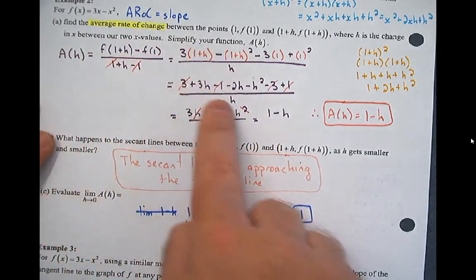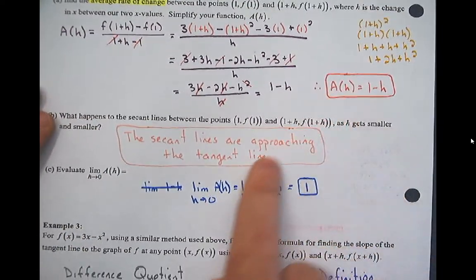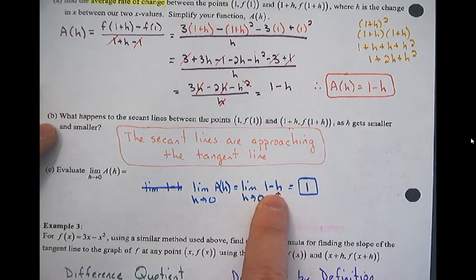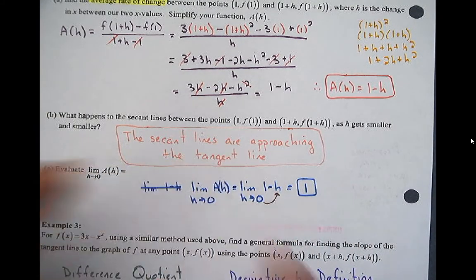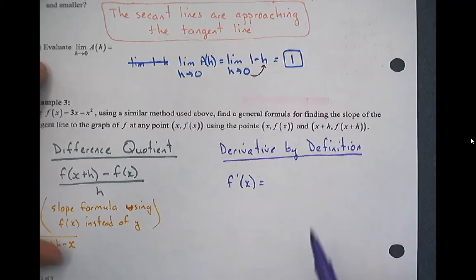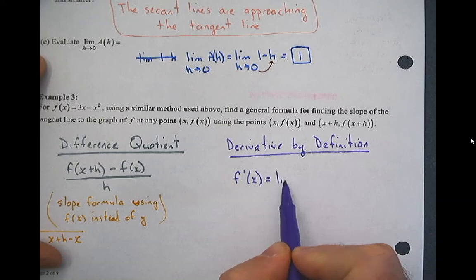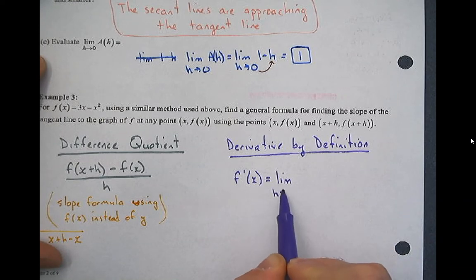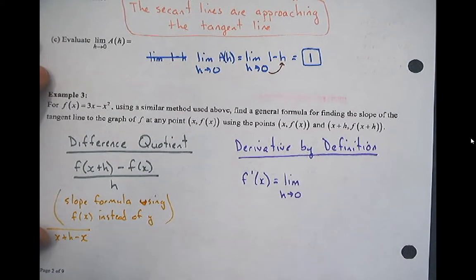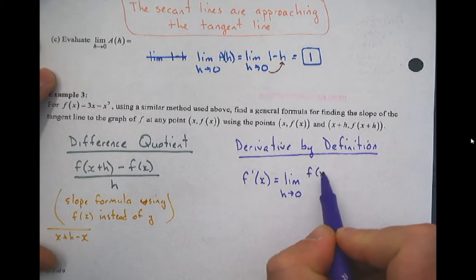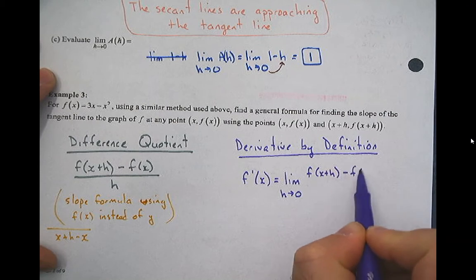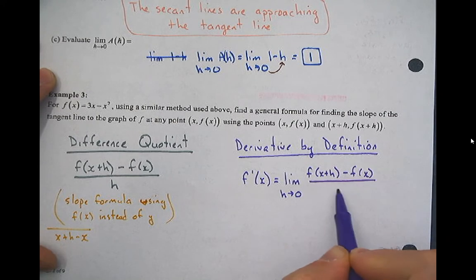The average rate of change is what we calculated here. But then what did we do to that h value? We eventually made that h value so small that we couldn't tell the difference between the secant line and the tangent line, and we got this thing called the derivative. So the derivative, by definition, essentially is a limit as h gets closer and closer to 0 of the slope formula. Our slope formula is this thing right here, f of x plus h minus f of x all over h.